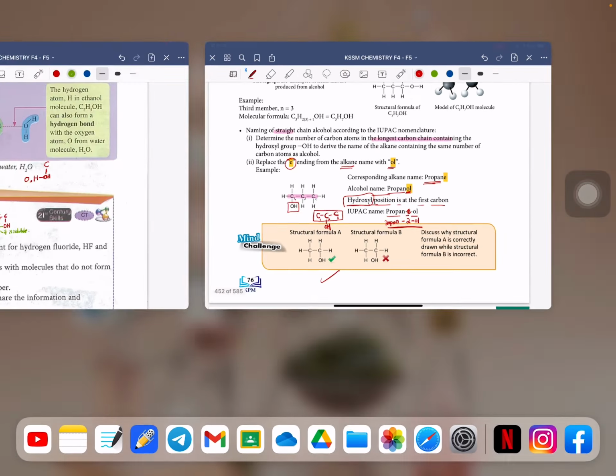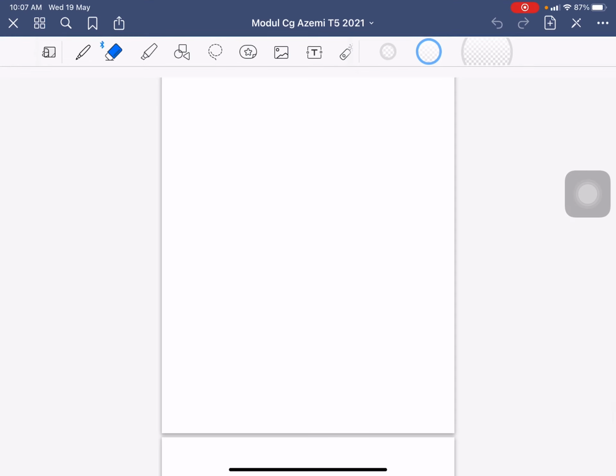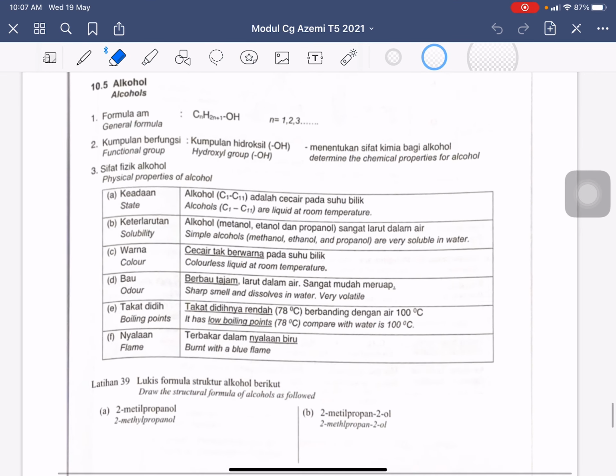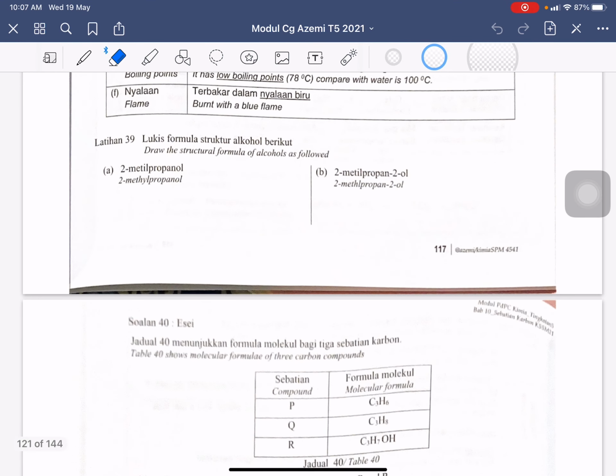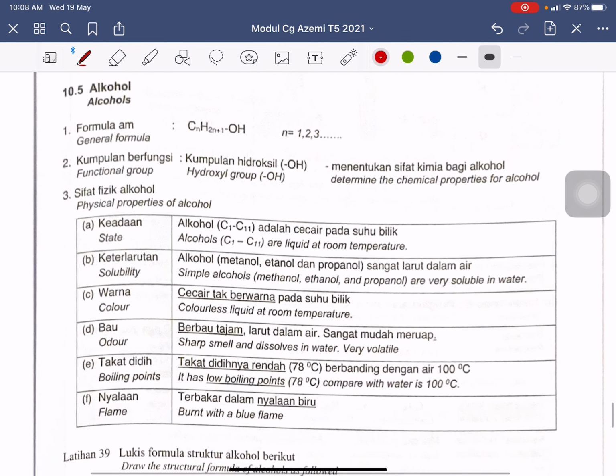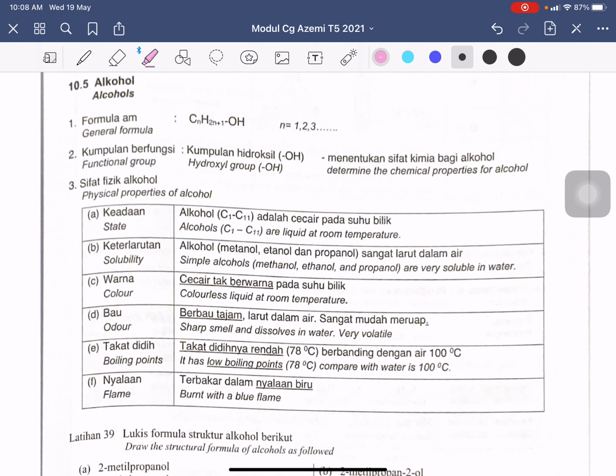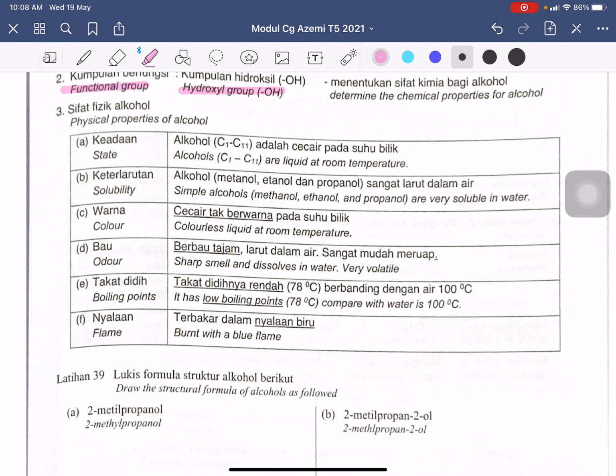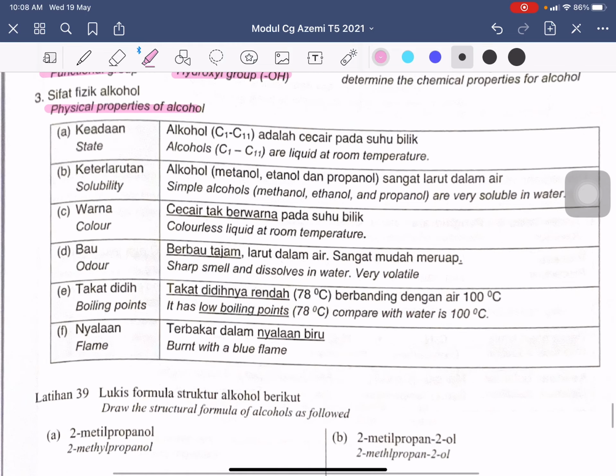So let us go to Cikgu Azmi's book. This is the note that you have in your Cikgu Azmi's book on page 117. Let us look at the note. Okay, he simplified the note for you already. General formula CnH2n+1OH, where n starts with 1, 2, 3. Functional group is hydroxyl group. And then, these are the physical properties of alcohol.